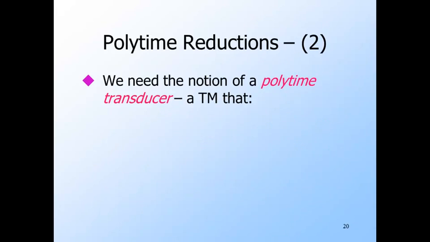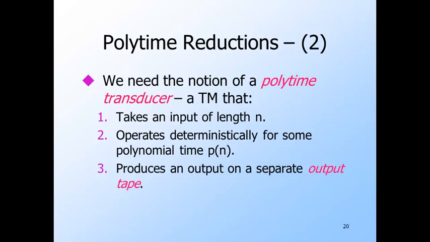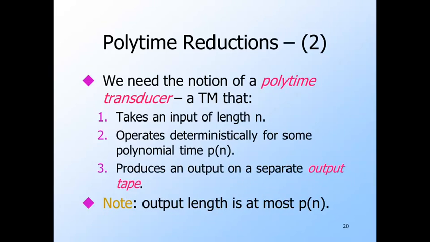So a polytime transducer is a deterministic Turing machine that takes an input of length n, runs for some polynomial number of steps p of n, and produces an output on an output tape. It is important to observe that although we do not restrict the output length, since the Turing machine only runs for p of n steps, it could not write more than p of n symbols. Thus, the length of the output of a polynomial time transducer is always polynomial in the length of its input.